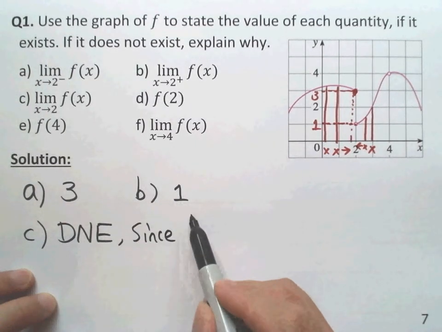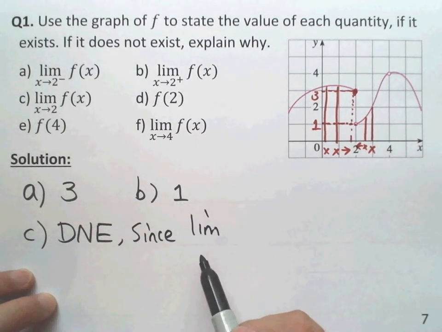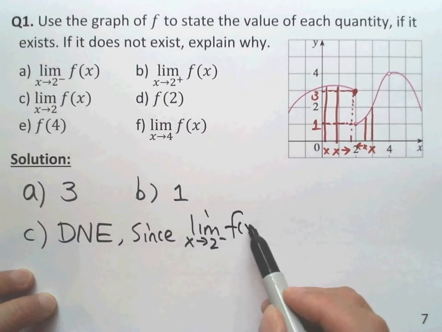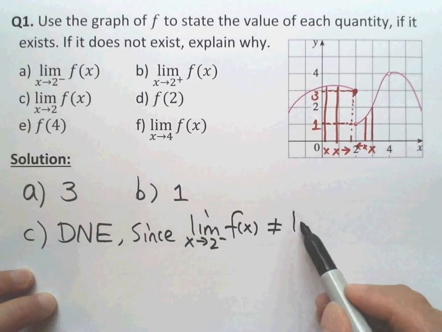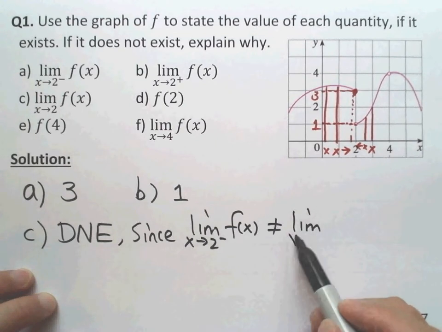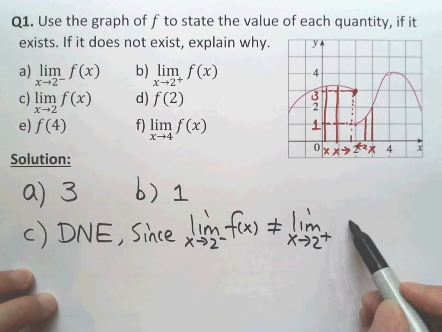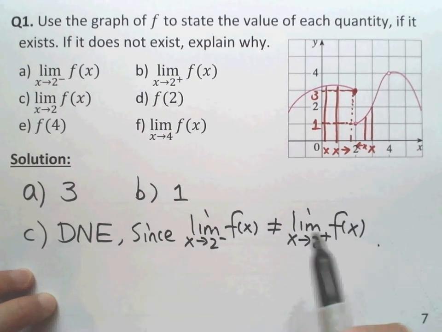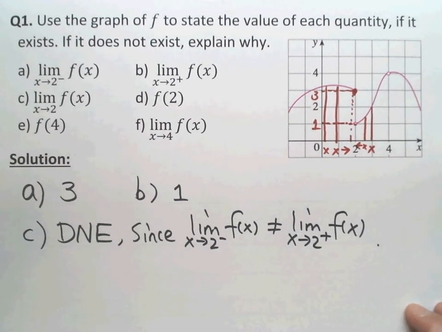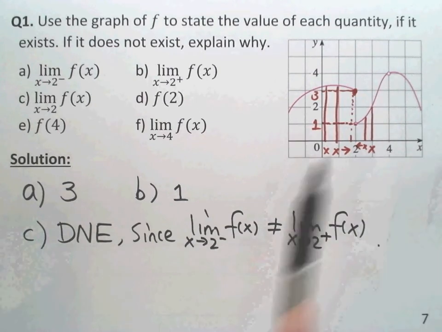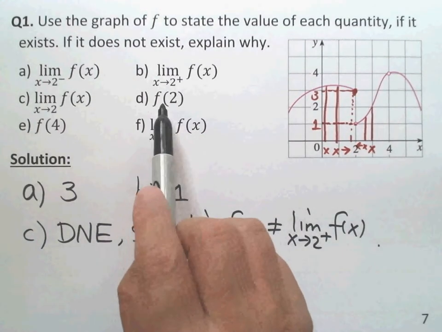Since the limit as x approaches 2 from the left does not equal the limit from the right. Is that the notation for f(x)? That's the reason, right? The left-handed limit does not equal the right-handed limit, therefore the limit does not exist.